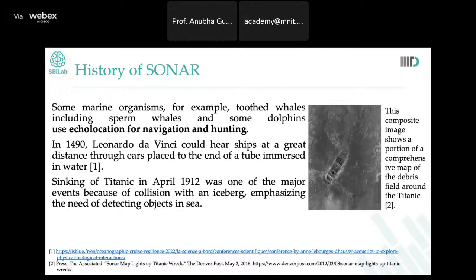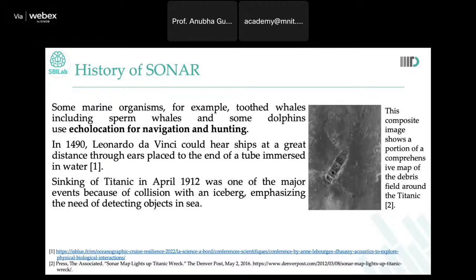Now, what is the history of sonar? Is it that only humans have evolved this principle that you transmit pulses and then you receive the reflected wave and then locate objects? No. Some marine organisms, for example, toothed whales, including sperm whales and some dolphins, use echolocation for navigation and hunting. So they also emit waves and then the echo is received back, which they hear, and that's how they detect the objects or other marine animals in their path. This is called echolocation, for navigation, that is to move inside the sea, or for hunting as well.